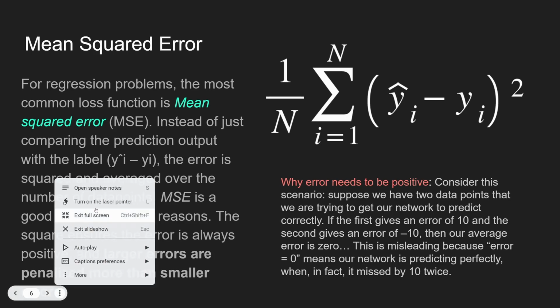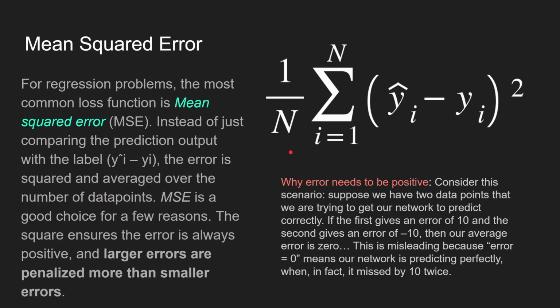Let me get my pointer. This is actually very intuitive. So what you do is you take the predicted value minus the actual value, and this is for every data point, by the way. We square that, and then we add it to our sum, and we divide it by n. That will give us the average of the squared difference, right?